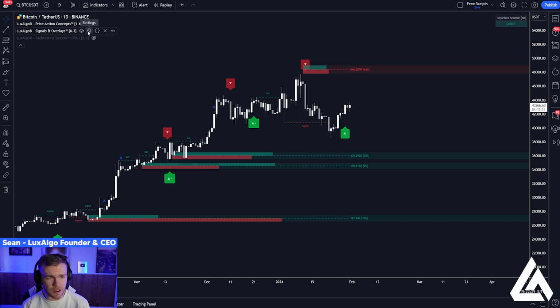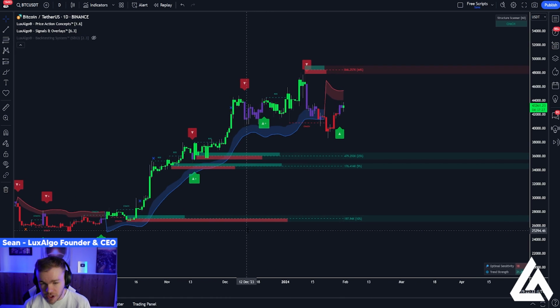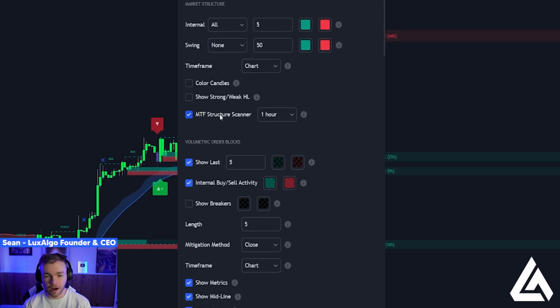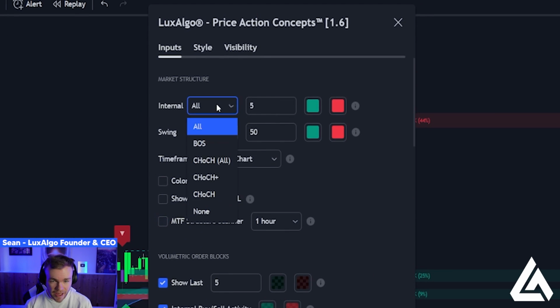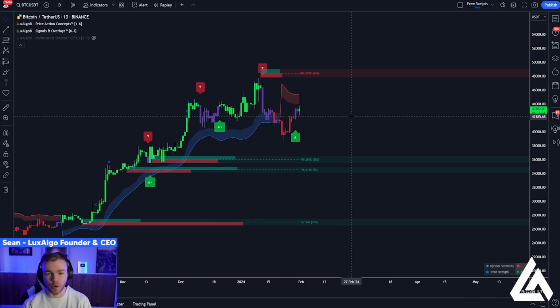And vice versa, you could do the exact opposite. If you're more of a traditional technical analyst, you're looking for dynamic features from the signals and overlays, and you want to incorporate a little bit of the price action concepts, say for example you just like the order blocks, then you should disable the scanner, you should probably disable the market structure, then you just have the signals and overlays setup that you want depending on what you're using, as well as just the order blocks from the price action concepts.